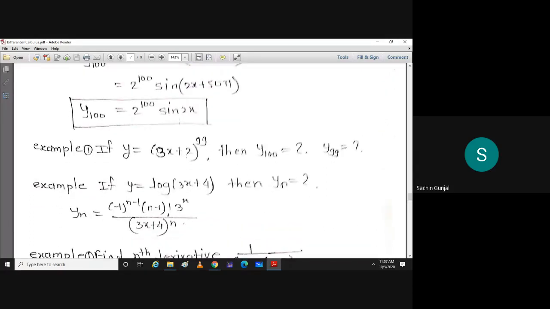Then what is the 99th derivative of 3x plus 2? She has asked to find the 100th derivative first and then the 99th. What is the 100th derivative of this function? 0. Yes, good. Because the order of the derivative n is greater than the degree m, therefore its 100th derivative is 0. What about the 99th derivative?